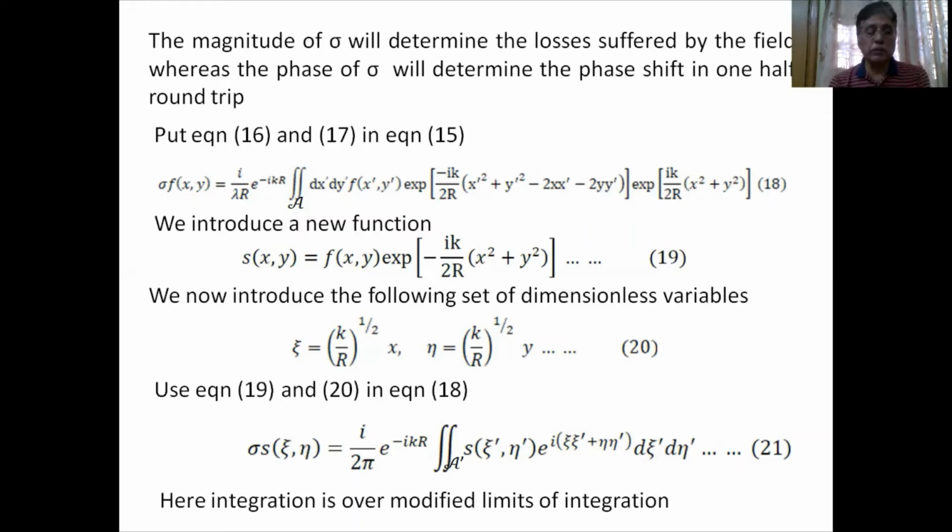This is expression 21. Now here the integration is taken over the modified limits of integration, because we have introduced xi and eta as two new dimensionless variables. So integration will be carried over the modified limits of integration that will come in view of the changed variables xi and eta, which you can see here, d xi dash d eta dash in place of dx dash and dy dash.